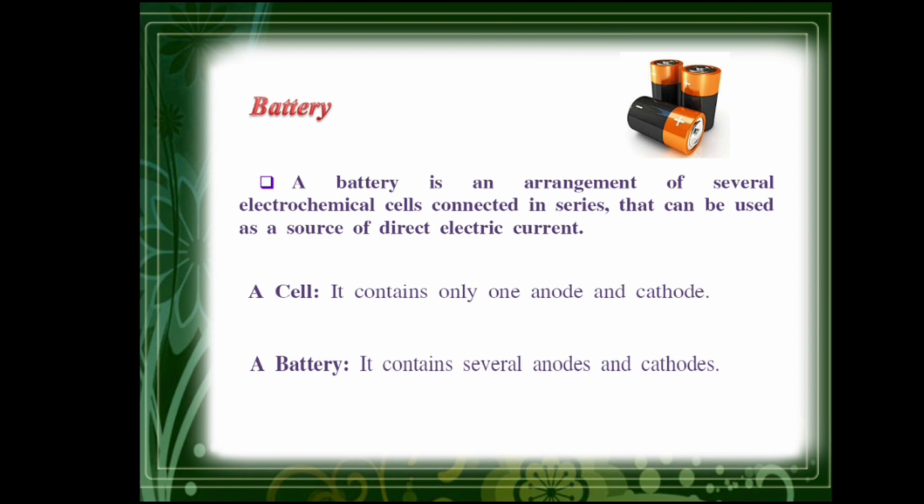A battery is an arrangement of several electrochemical cells connected in series that can be used as a source of direct electric current. A cell contains only one anode and one cathode, but a battery contains several anodes and several cathodes.